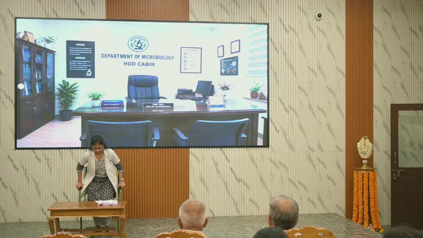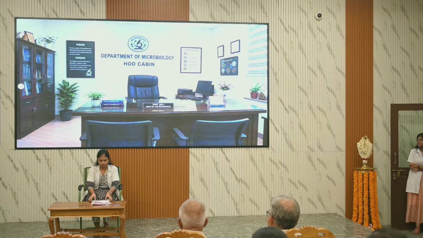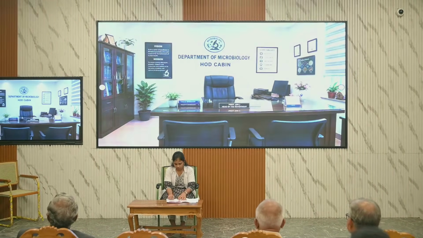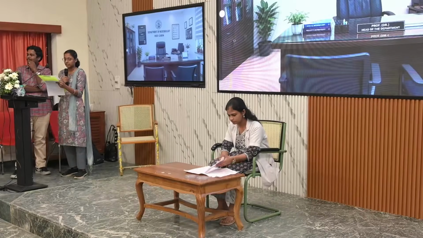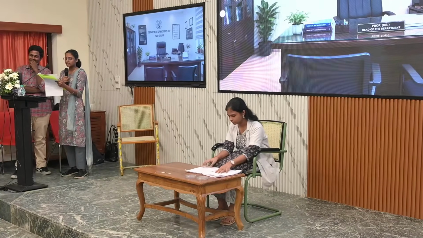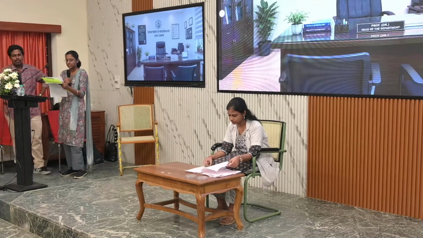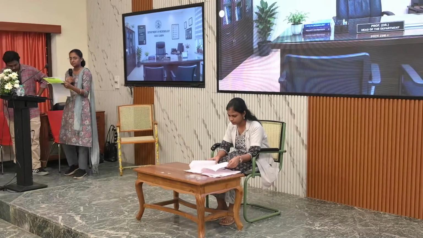Scene 3. Just as the microbiologist starts correcting the answer paper, a lab assistant rushes into the cabin and informs her that there is a contamination in one of the culture plates inside the laboratory. Realizing the seriousness of the issue, the microbiologist immediately leaves the paperwork aside and heads towards the microbiology lab.